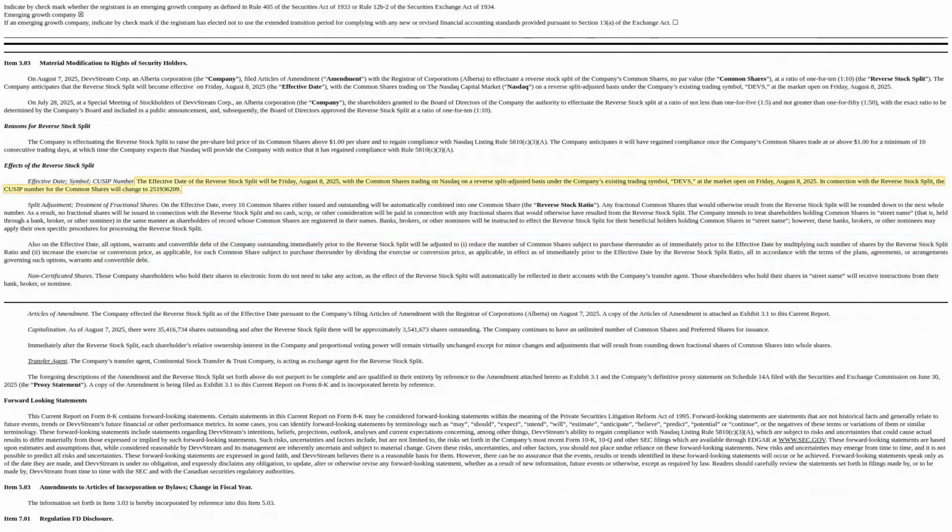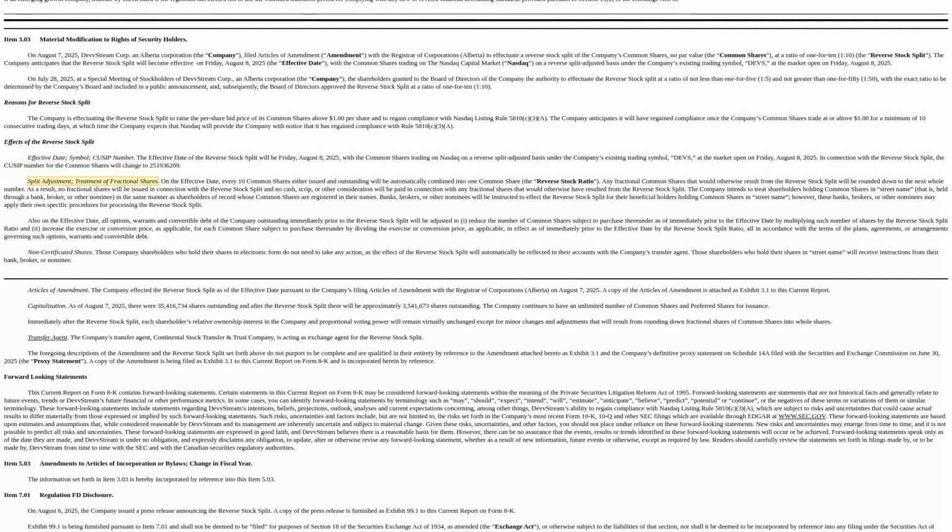An interesting detail here is that the CUSIP number will change. Think of a CUSIP number as a unique identifier for a security, like a social security number for stocks. This change signifies the material alteration to the shares themselves due to the split.